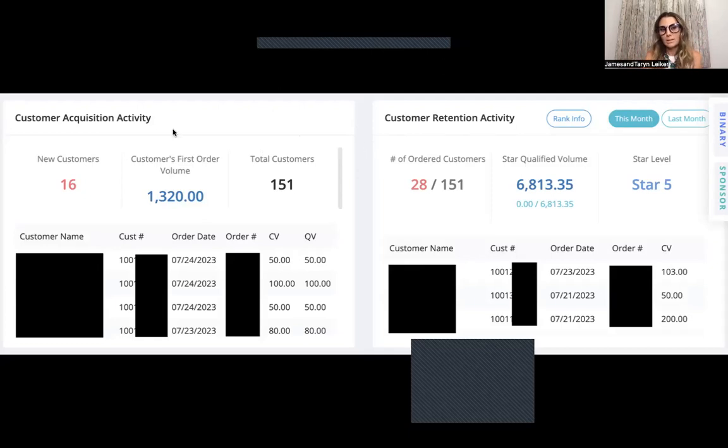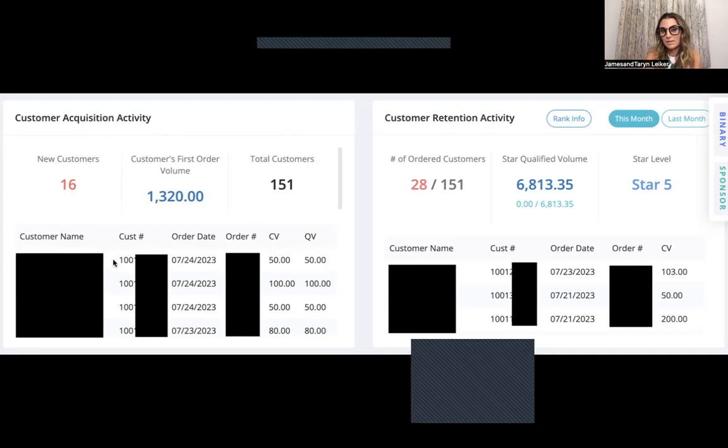On the left is your customer acquisition activity. So this is your first orders. Customer retention activity is going to be that customer retention bonus. Typically, you're going to see that people start on the left and then move to the right. For instance, this week there were 16 new customers enrolled, and the total of that volume was 1,320 PV. Total customer count was 151.